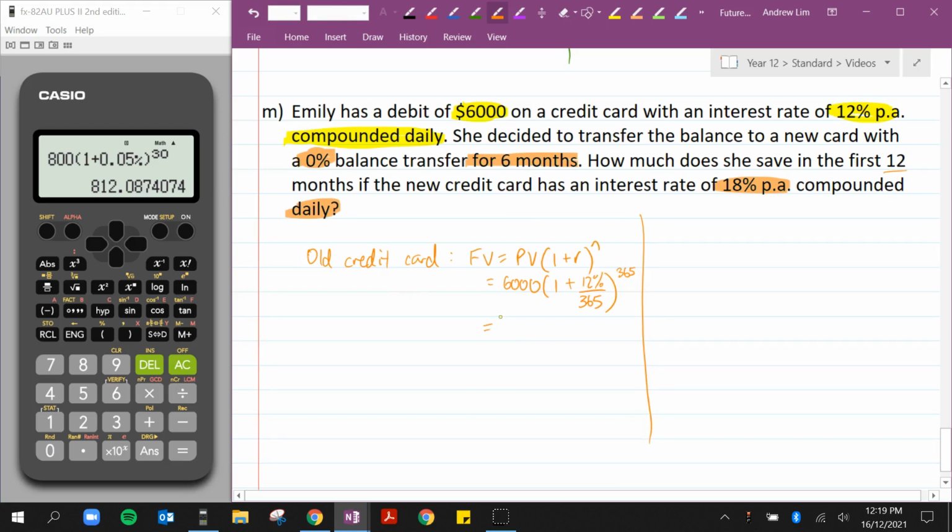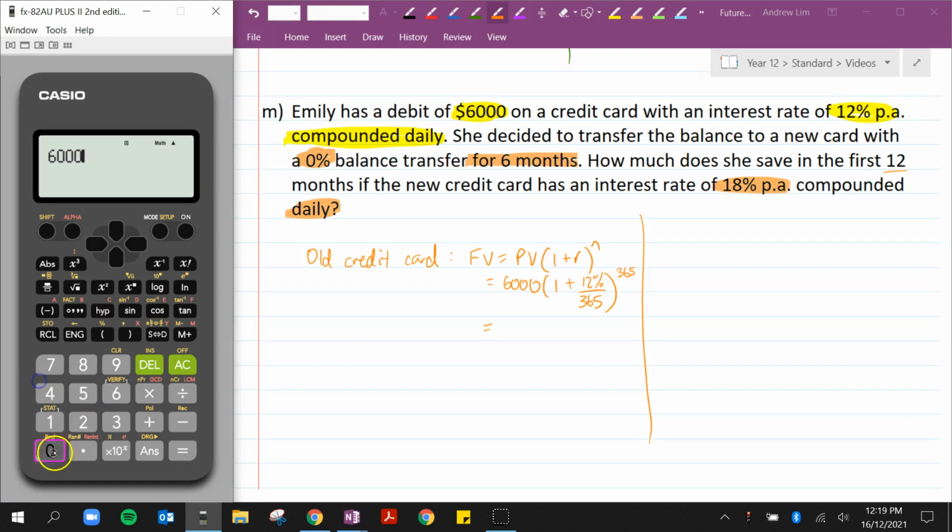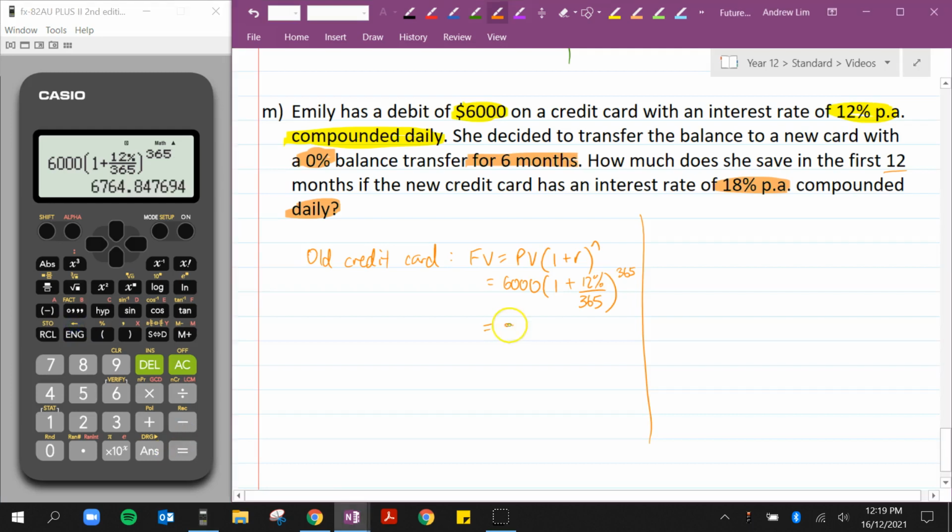Okay, so if she had $6,000 on her credit card and didn't pay it off until the very end of the year, how much would she have owed? 1 plus 12% divided by 365 to the power of 365. She would have owed $6,764.85.